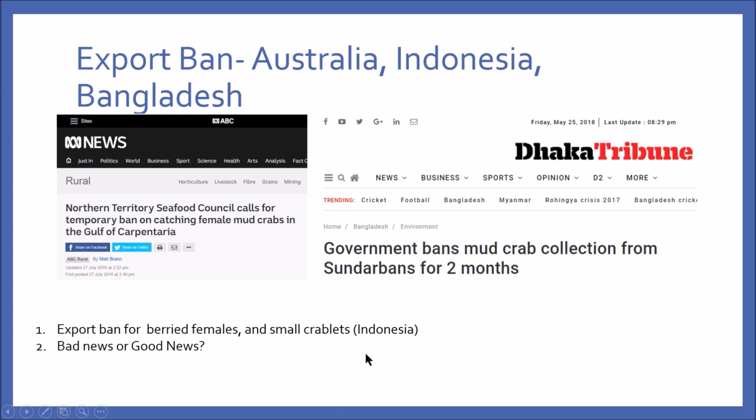We also start to see export bans. Export bans are mainly applicable for countries like Australia, which bans the exporting of mud crabs. Indonesia also started to ban crabs that are under 200 grams, and they do not allow exporting of females. This is also true for other countries like Bangladesh or even India. Sri Lanka also bans any exports that are under 300 grams.